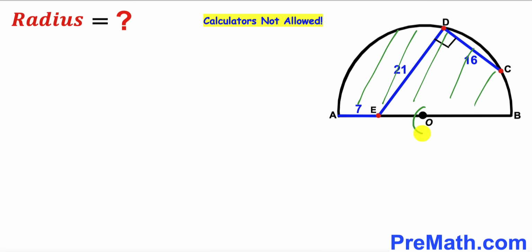We have this semicircle with the center O, along with these segments: AE is 7 units, the segment DE is 21 units, and the chord CD is 16 units, as you can see in this given diagram, such that this angle CDE is a 90 degrees angle. And now our task is to calculate the radius of this semicircle.